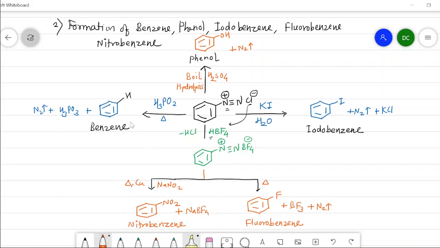In addition to this, we can prepare benzene from benzene diazonium chloride by reacting it with alcohol under heating conditions. This alcohol causes the conversion of BDC into benzene, and the alcohol is oxidized into acetaldehyde. In this way, we can prepare benzene, phenol, iodobenzene, fluorobenzene, and nitrobenzene. In addition to this, we are going to see the reduction of benzene diazonium chloride into phenylhydrazine.